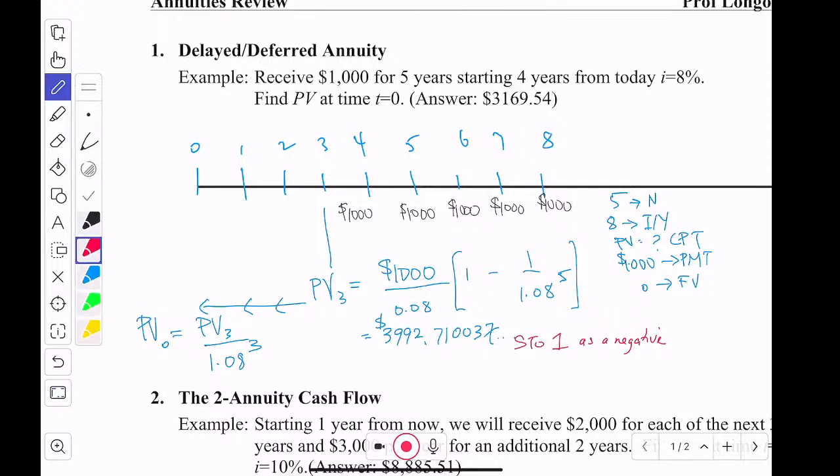Again, I'm going to enter now 3 into N, because 3 intervals have to be discounted. Interest is 8. The PV is what I want. And there are no payments.